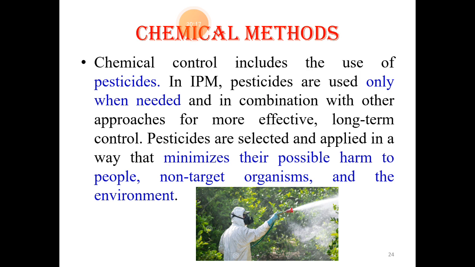The next IPM method is chemical control. As we have learned in the previous chapter and sessions, chemicals are synthesized, or they could even be natural extracts, which are used against the pest population to kill them, and they are collectively called pesticides. They are classified into various types based on their target organisms. It includes insecticides, rodenticides, herbicides, fungicides, virucides, bactericides, etc.